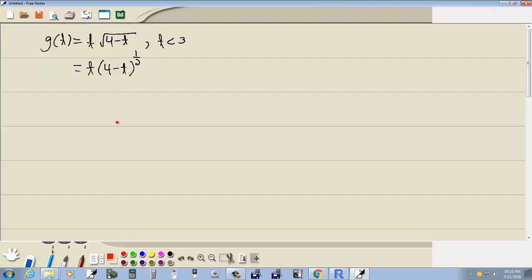Now I need to find the derivative. This will be the product rule. This will be p, and this will be q. I need p prime. The derivative of t is 1. I also need q prime. This will be the chain rule, because we've got parentheses to a power. So take our power, put it out in front. What's inside the parentheses remains as is. Lower your power by 1. Times the derivative of what's inside the parentheses.